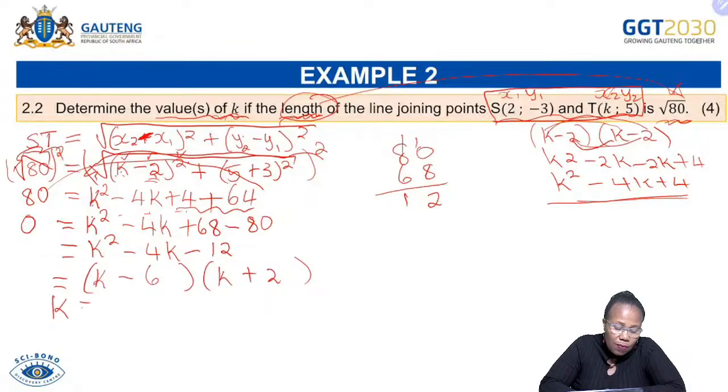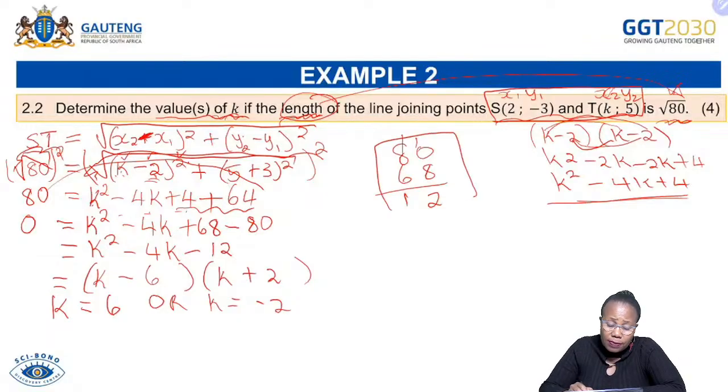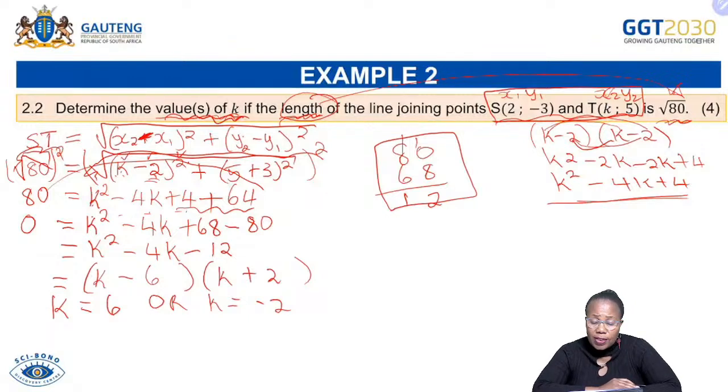So the first k will be equal to 6, or the second k will be equal to a negative 2, grade 12. Right. It says value or values of k. That is why we end up with 2 solutions then.